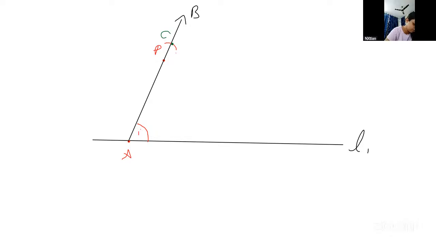How to do that? Like this. Same radius, here. Okay. On your notebook line, mark this point D.